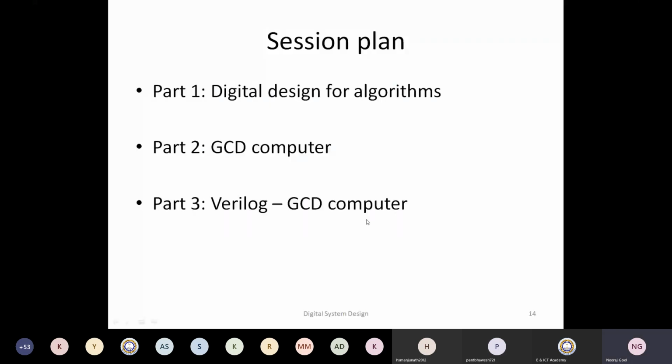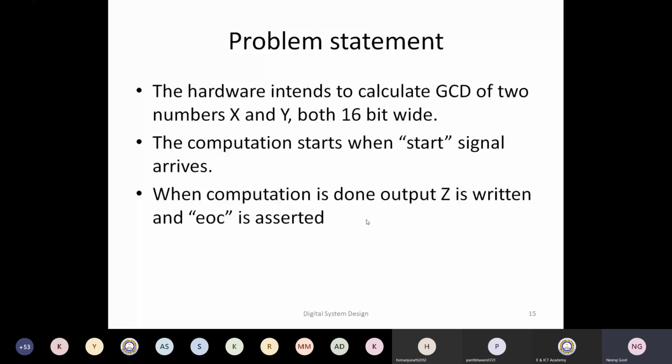Okay, so in this part, what I would like to design is a hardware that will compute GCD. What is GCD? GCD is greatest common divisor. It is also called HCF, highest common factor. So HCF or GCD, how do we compute that?